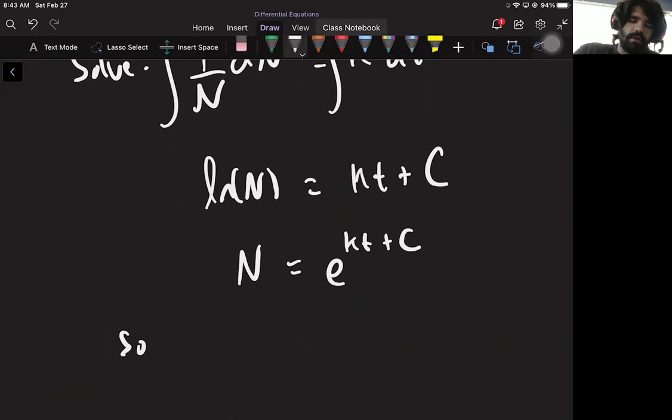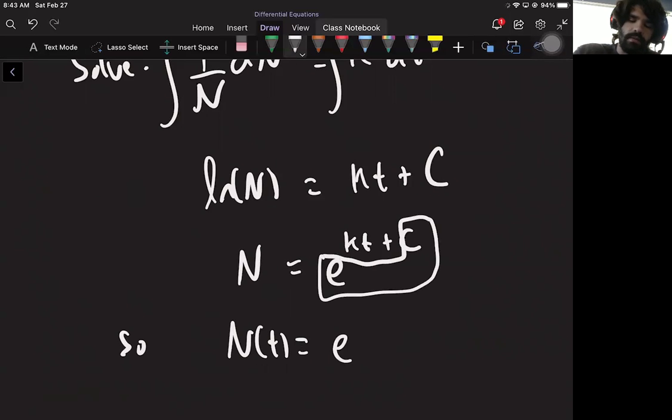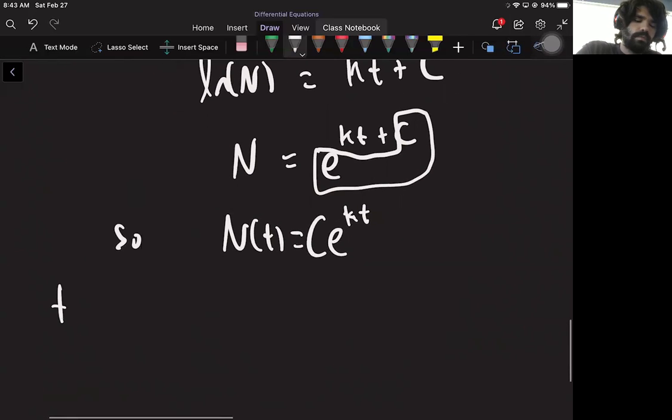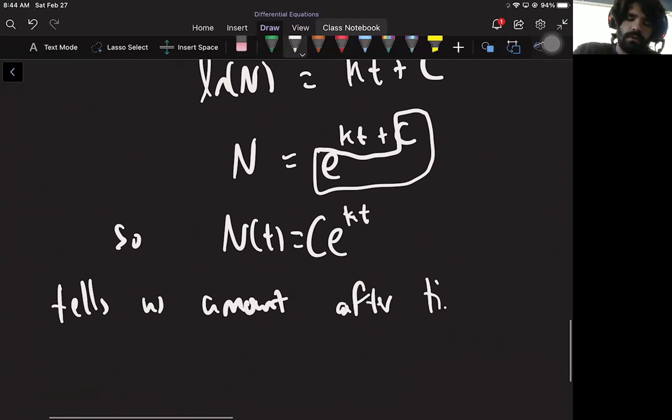And so you can leave it like that, but you can also think of it as, well, it's a function of time. And then I can rename this constant, like I always do, to be just c in the front. And so we get this. So this is the function that tells us the amount after time t when you're in this situation.